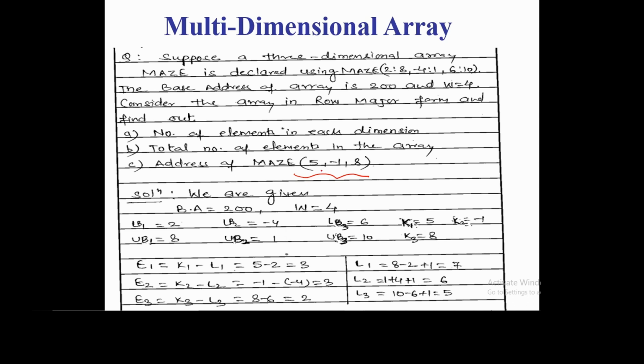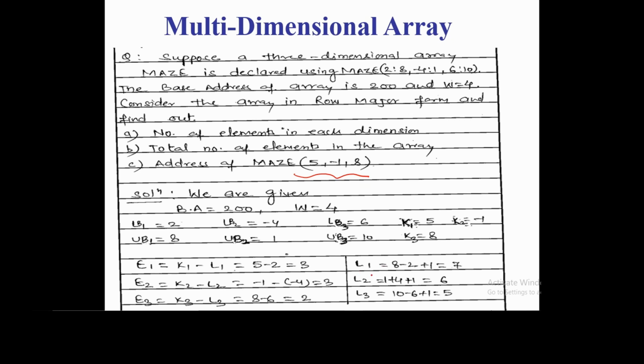Okay, and these are the subscript values: K1 is 5, K2 is -1, K3 is 8. So first of all, this will be required for finding the address. First we will find out the total number of elements in each dimension, the length of the dimension.